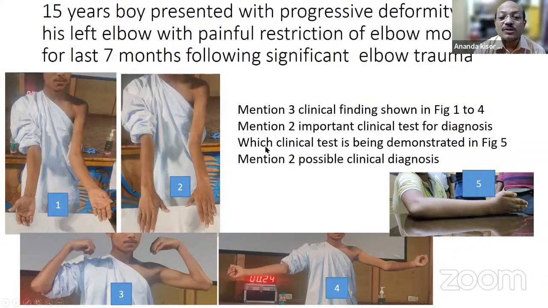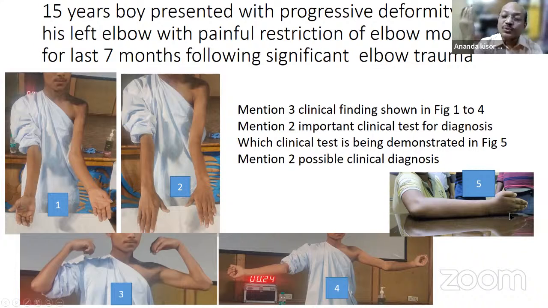Third question, which clinical test is being demonstrated in figure 5? You can see here, this is basically the table test or the ruler test, where the patient is asked to sit on a stool by the side of a table, keeping the subcutaneous border of the ulna over the table. The same test can be done with the help of a ruler.